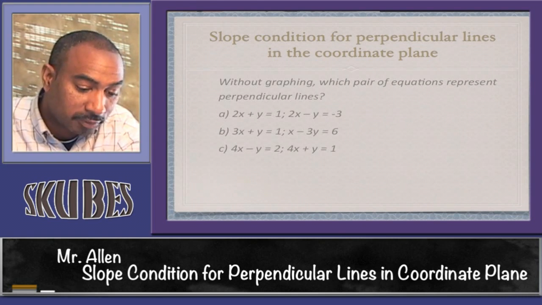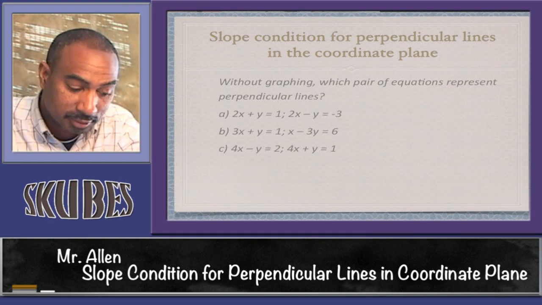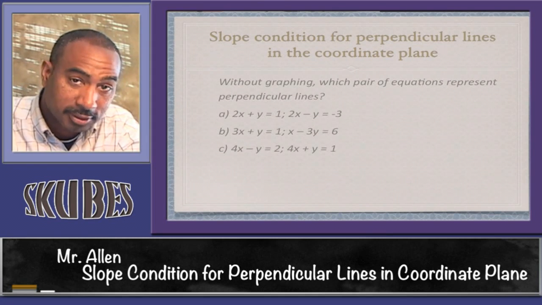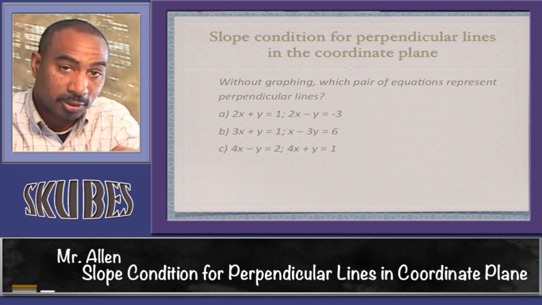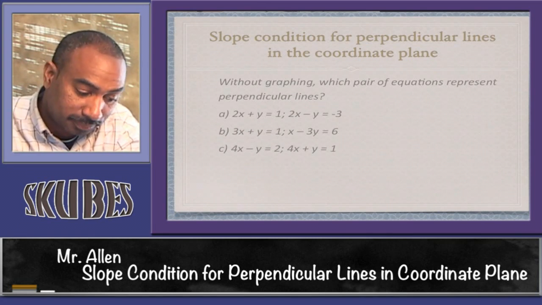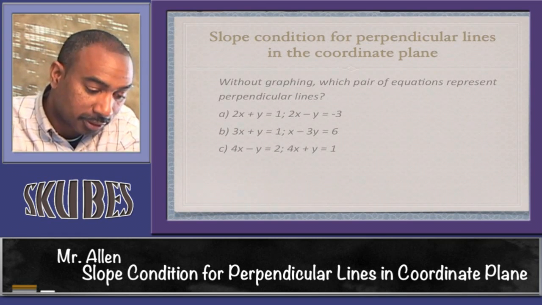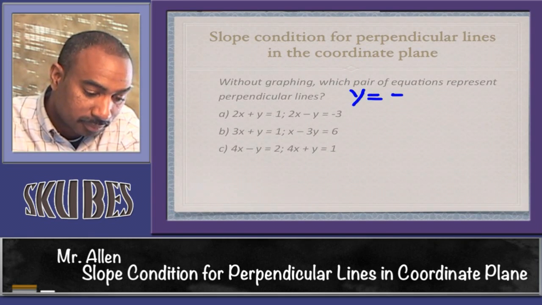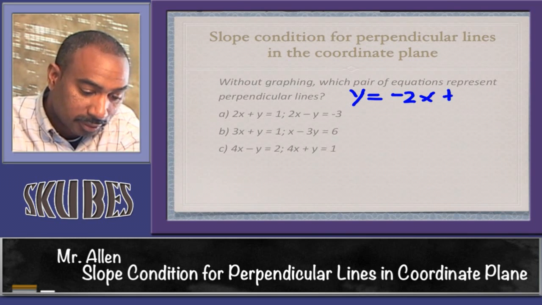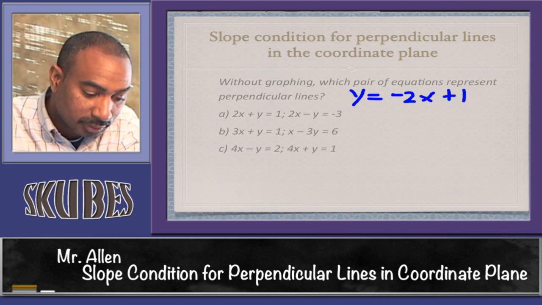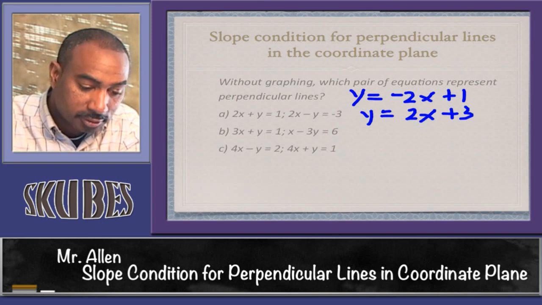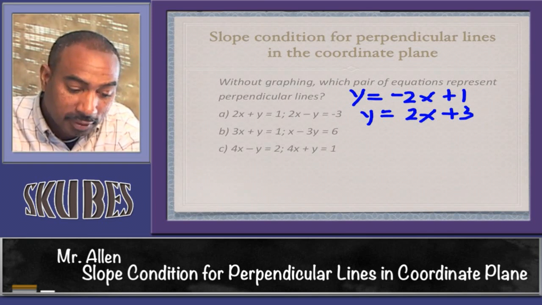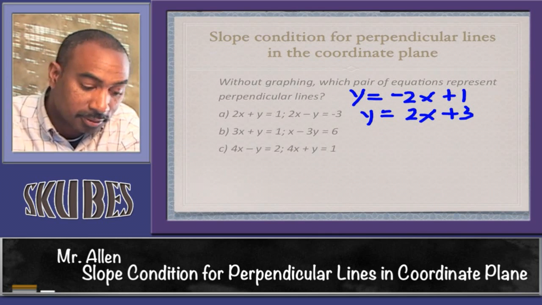Without graphing, which pair of equations represent perpendicular lines? Now these equations are in standard form, so sometimes you have to switch them over to slope-intercept form. So let's look at A. If I were to switch that into slope-intercept form, I would get this for the first equation. Second equation, I would get this. And -2 and 2 have a product of -4, so these two lines aren't perpendicular.